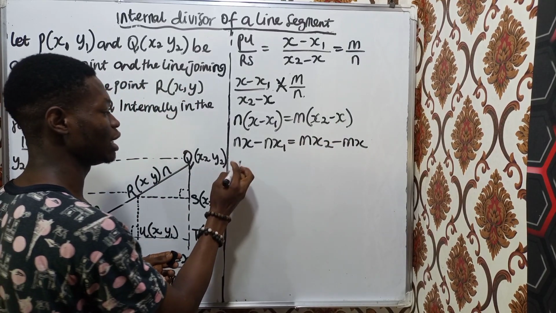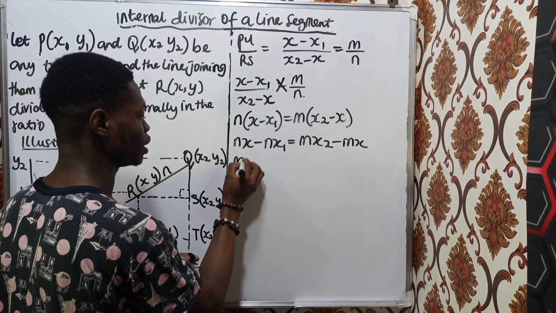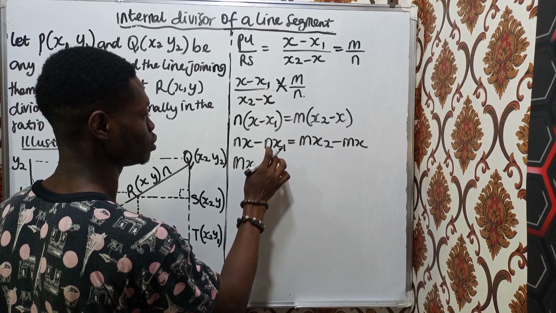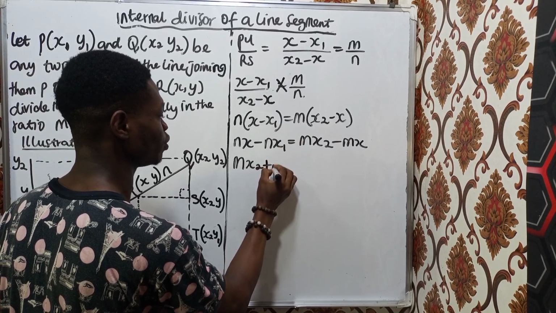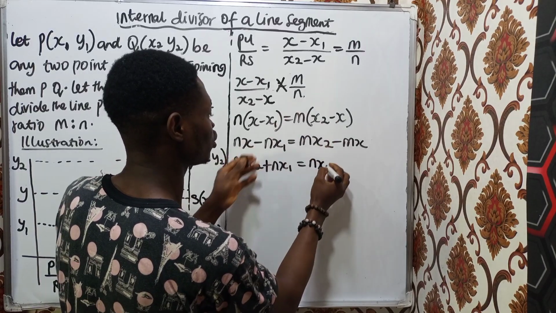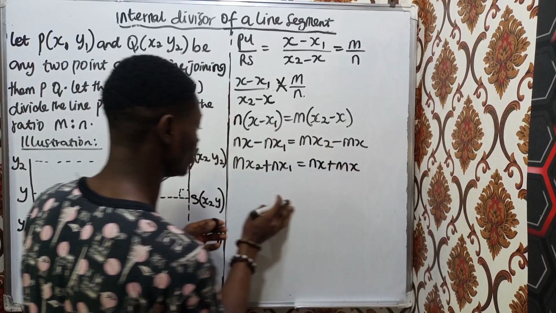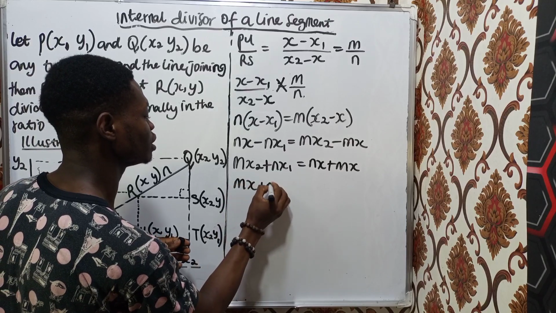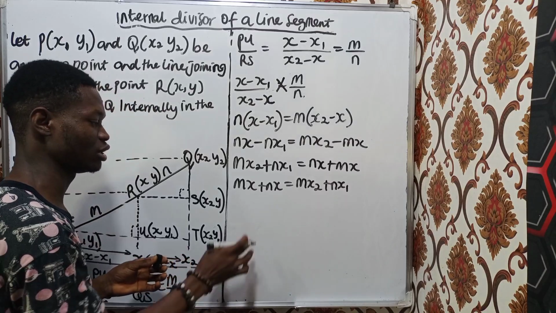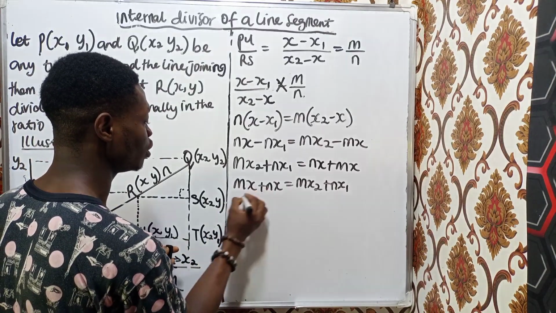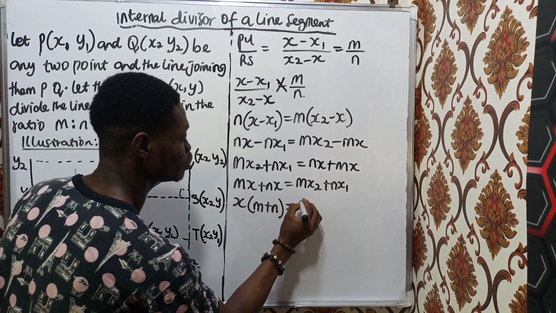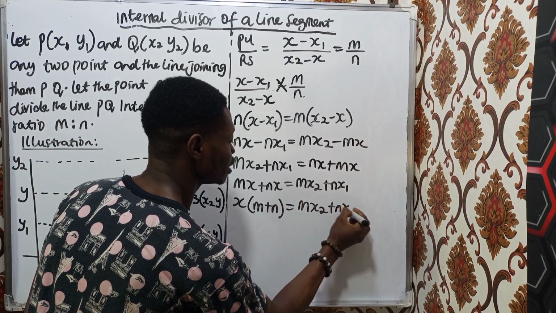So we are going to collect like terms. We are going to say that mx2 plus nx1, that's this one coming over to be plus nx1, is equal to, now this nx staying here, this one coming up will be plus mx. So we are going to have mx plus nx is equal to mx2 plus nx1. You understand? Nothing changed. Plus is commutative. What is common? x. So you get (m + n)x is equal to mx2 plus nx1.